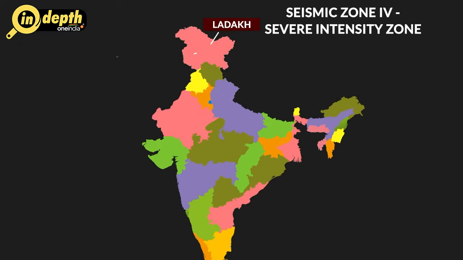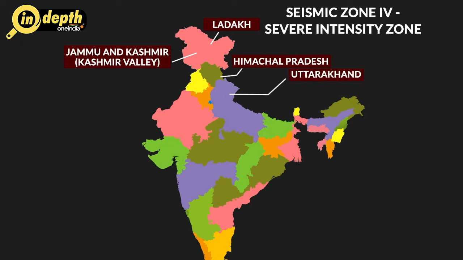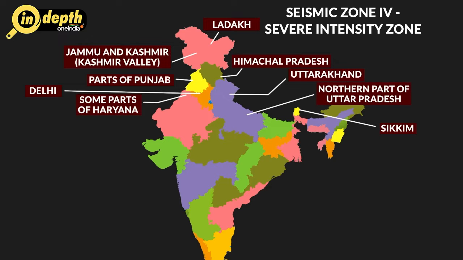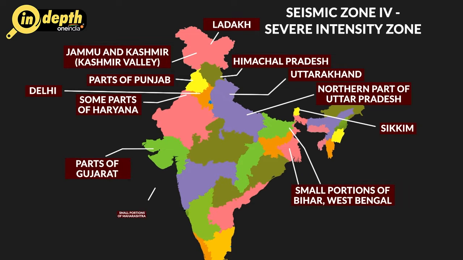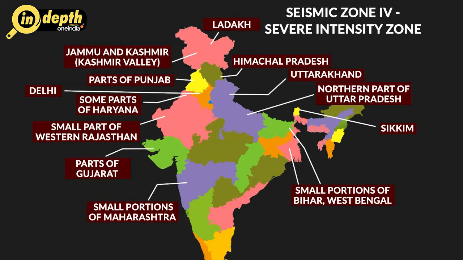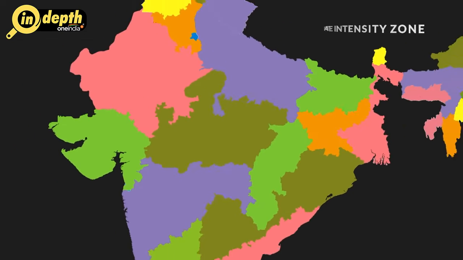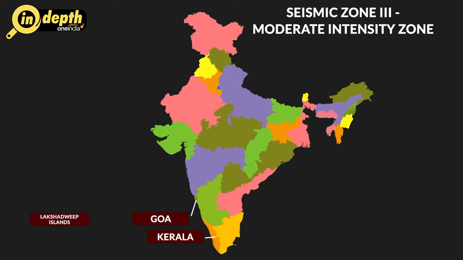Seismic Zone 4 or Severe Intensity Zone. Ladakh, remaining parts of Jammu and Kashmir, Himachal Pradesh and Uttarakhand, some parts of Haryana, parts of Punjab, Delhi, Sikkim, the northern part of Uttar Pradesh, small portions of Bihar and West Bengal, parts of Gujarat and small portions of Maharashtra near the west coast and small part of western Rajasthan fall under this zone. Seismic Zone 3 or Moderate Intensity Zone.